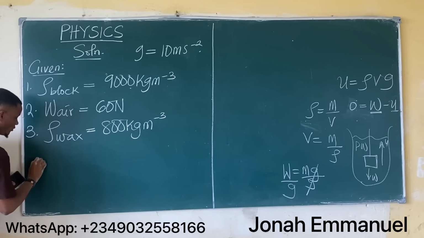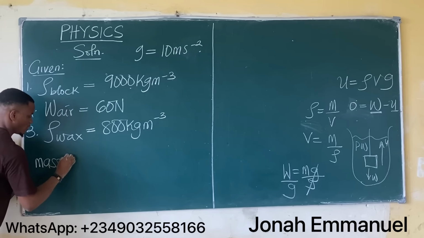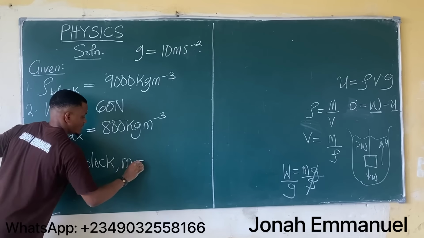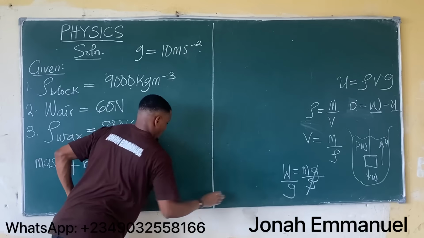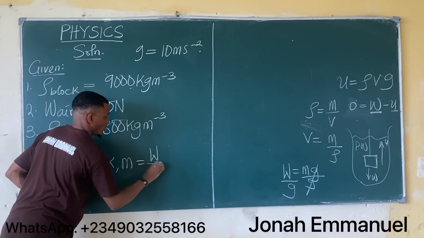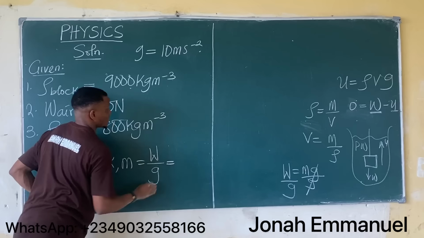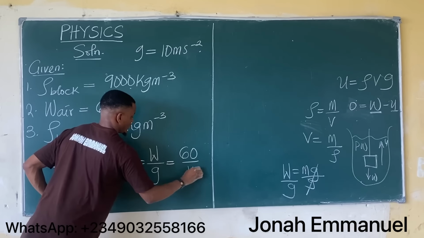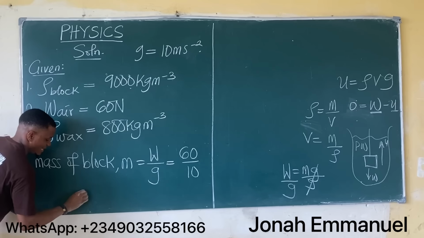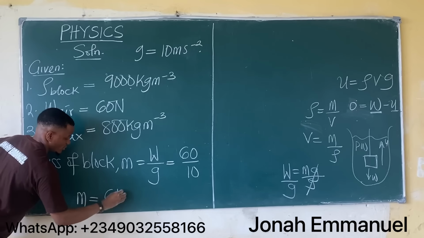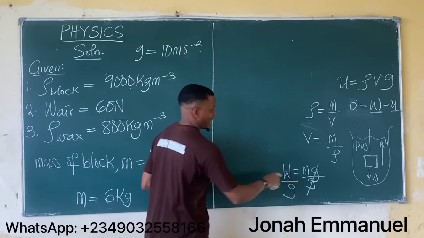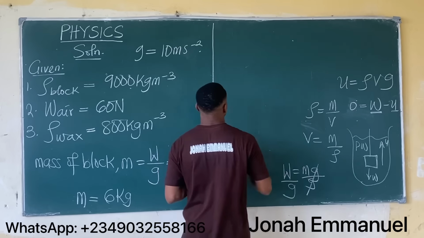So first of all, mass of block: M is equal to weight over gravity. That's W all over G. And that's equal to the weight, 60, all over gravity, 10. That means the mass of the block is equal to 6 kilograms. I've gotten this. So with this, I can now get the volume of the block.